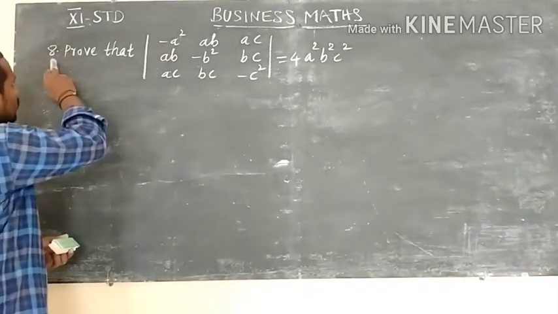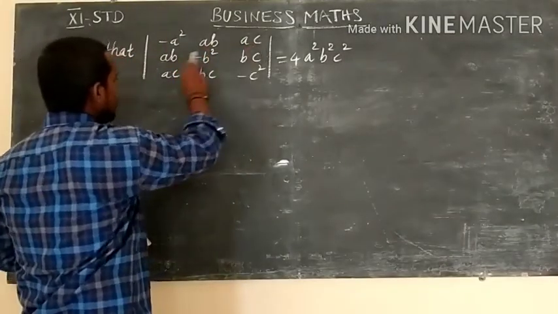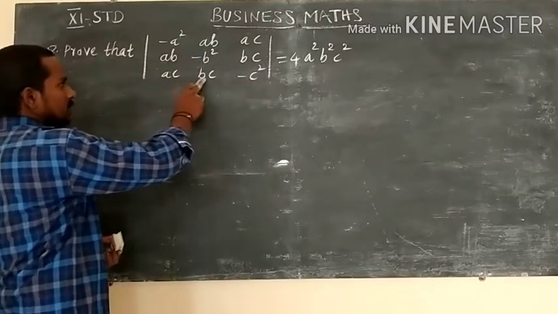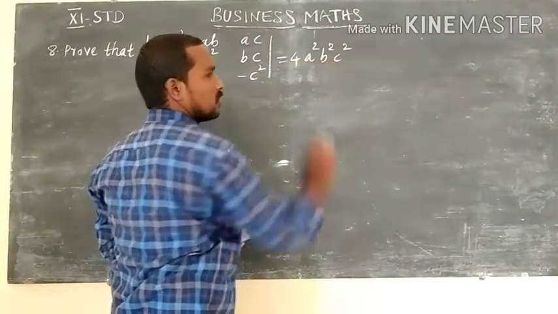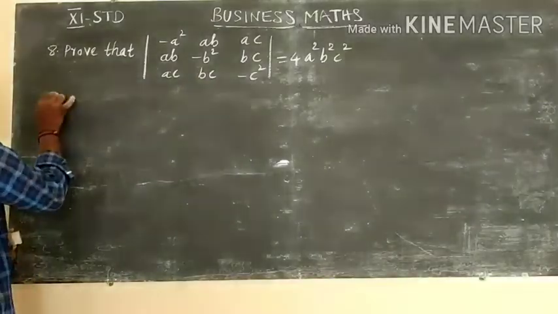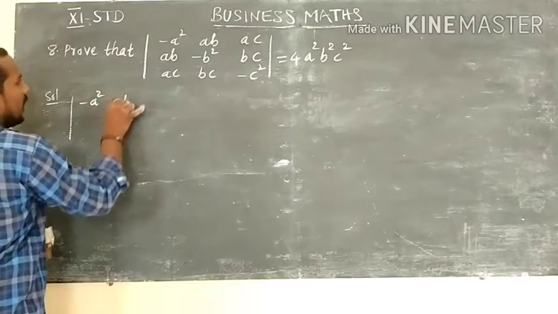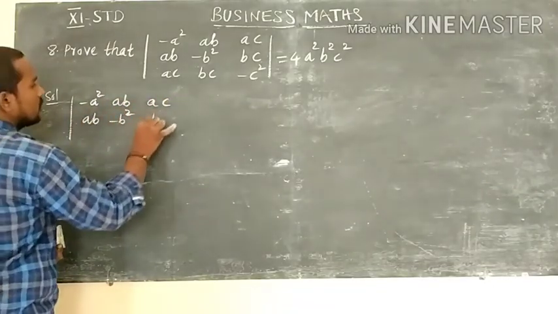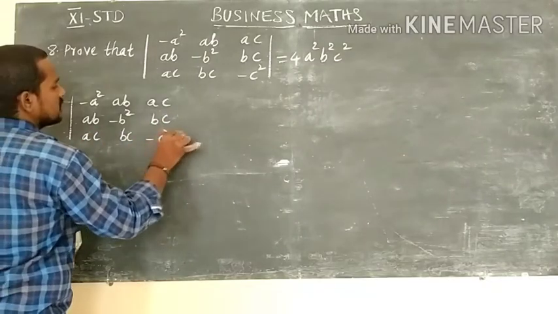Next, 8th question. Prove that the determinant minus a square, AB, AC; AB, minus b square, BC; AC, BC, minus c square equals 4 a square b square c square. Let's consider the LHS, the solution: minus a square, AB, AC; AB, minus b square, BC; AC, BC, minus c square.